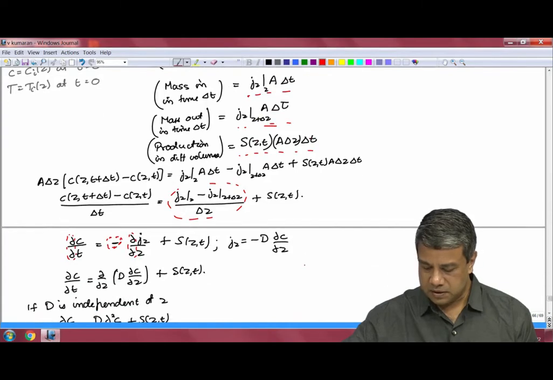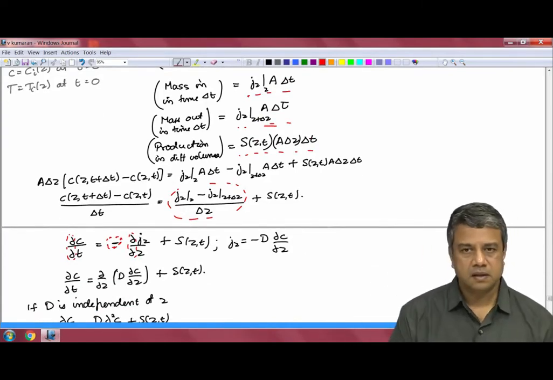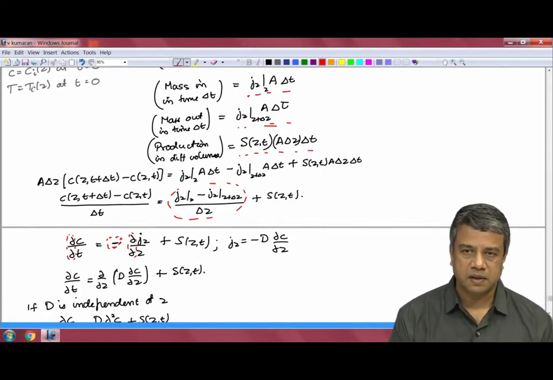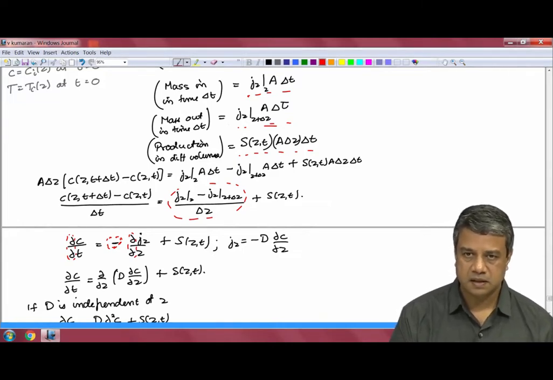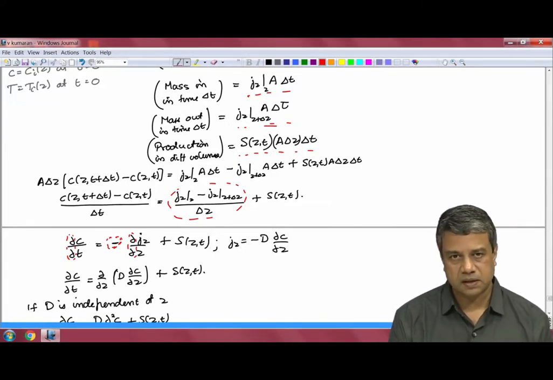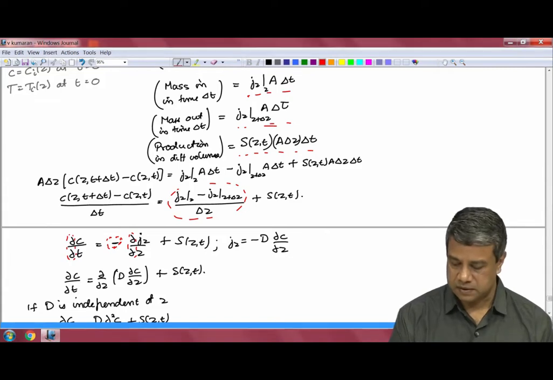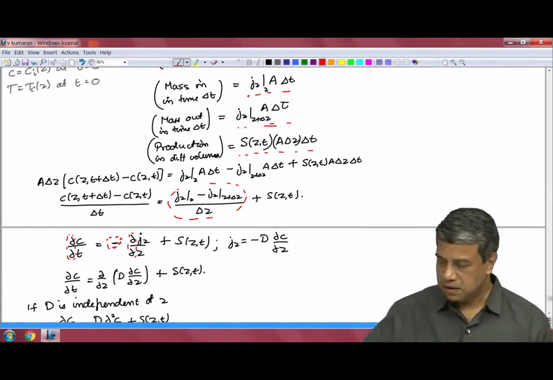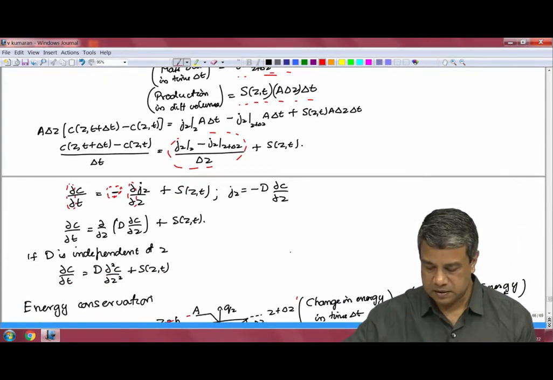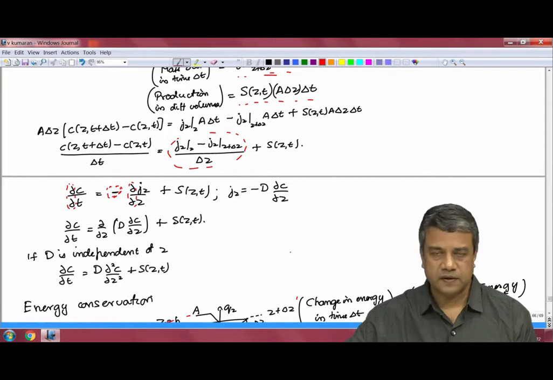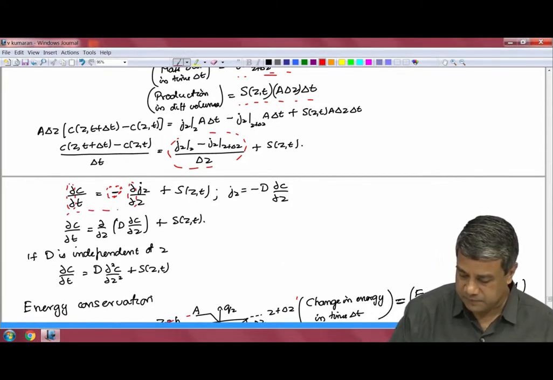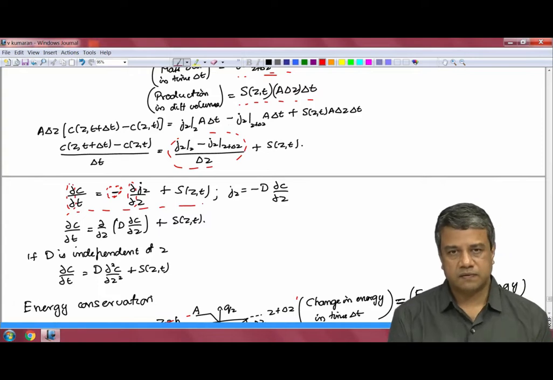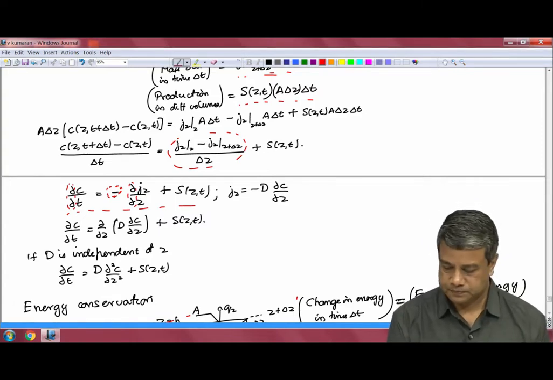Put all these into the conservation equation, divide throughout by volume, divide throughout by time, and take the limit as delta z goes to 0 and delta t goes to 0. You will get a differential equation for the mass, momentum or energy. The differential equation contains the derivative of concentration with respect to time, the spatial derivative of the flux and the source term.